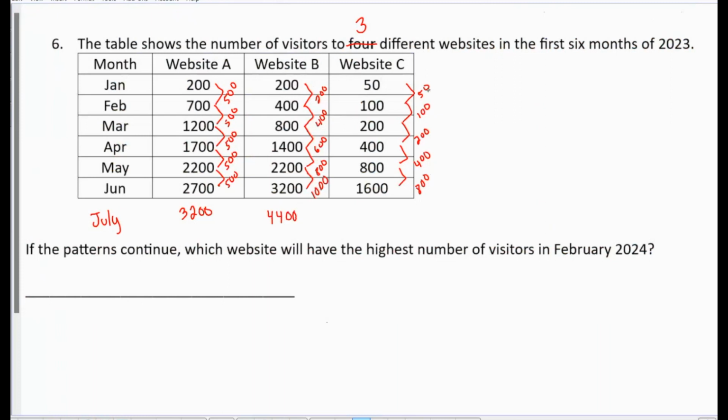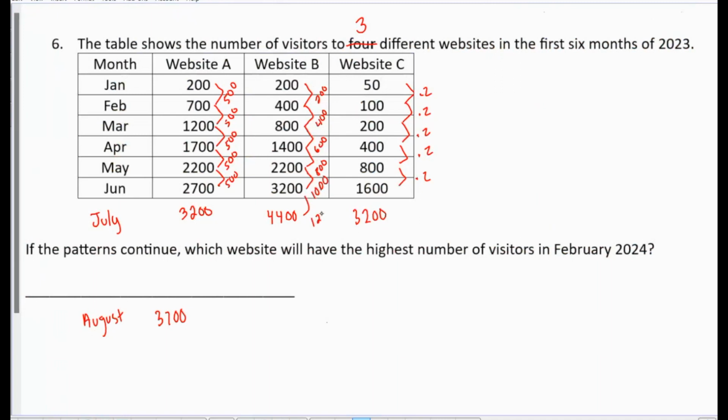And here we seem to be doubling. From 50 to 100, we went times 2, times 2, times 2, times 2, times 2. So here, 1,600 times 2 is 3,200. All right, so you would simply be following the pattern over and over again for each one. So we have July. Now we're going to August. We'd be going up another 500 for website A, which is going to give us 3,700.